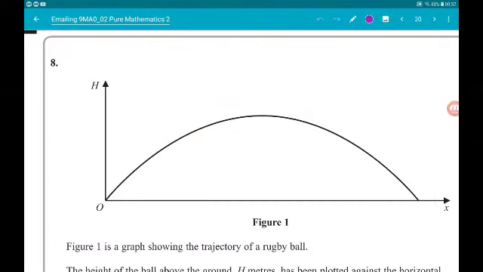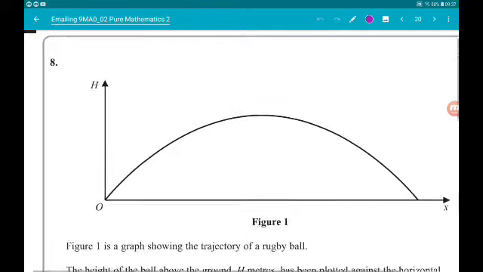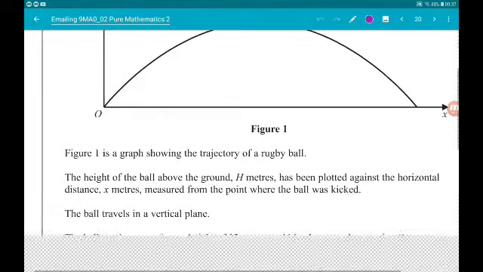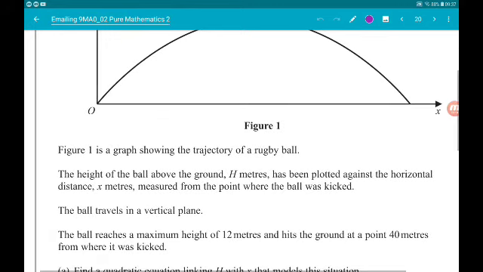Okay, question 8, very big one. So we're given this graph and it models... Figure 1 is a graph showing the journey of a rugby ball. The height of the ball above the ground, h meters, has been plotted against the horizontal distance, x meters, measured from the point that the ball was kicked. So we're going to take the origin as the point where the ball was kicked.